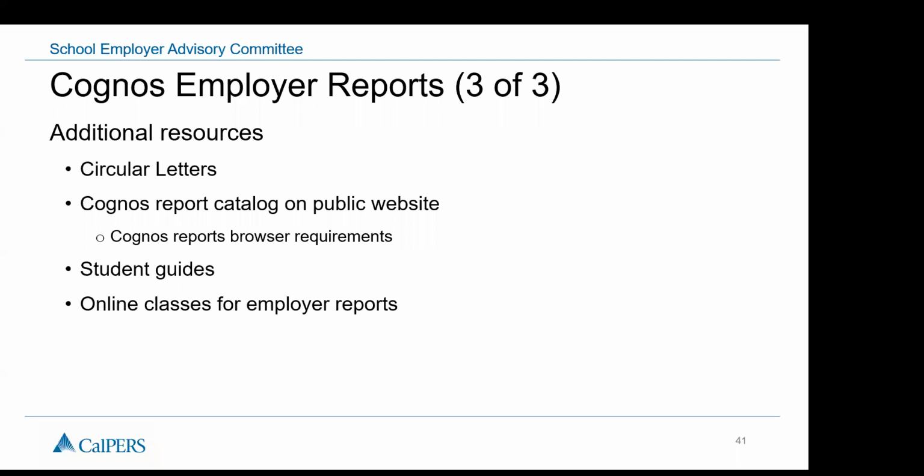So we do have all the Cognos reports listed on our public website. What's really nice about that feature is that it lists every single report that we have, along with the actual user role that you need to access that report. So you go to our public website and you want to run that retired annuitant late fee report. You go back into that Cognos window and you try to open it up and you have some error message there. That's because you don't have the correct assigned role.